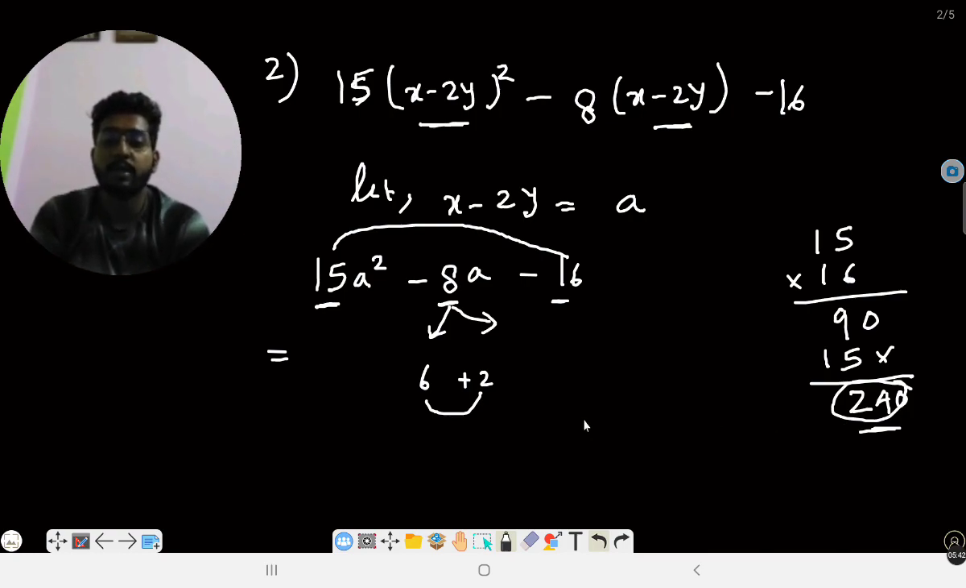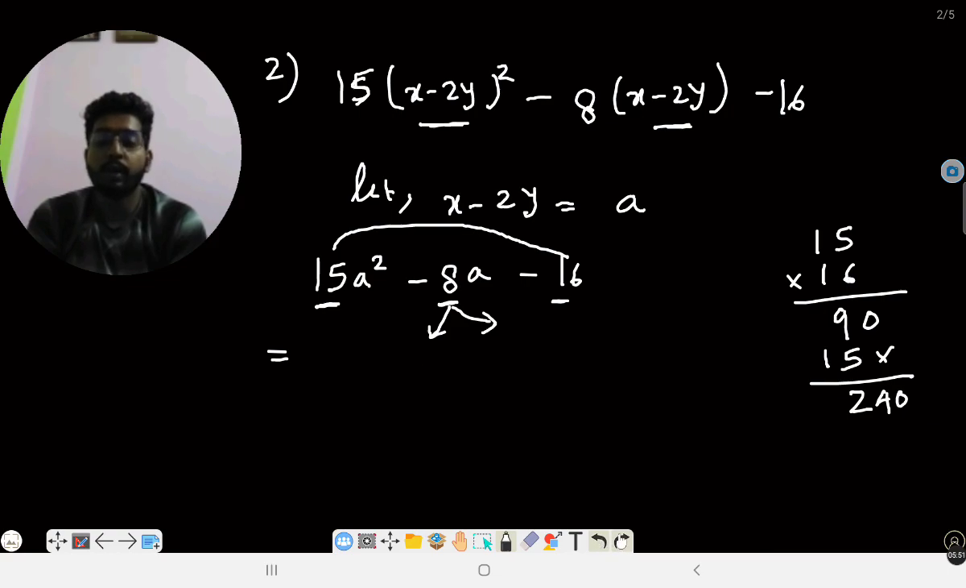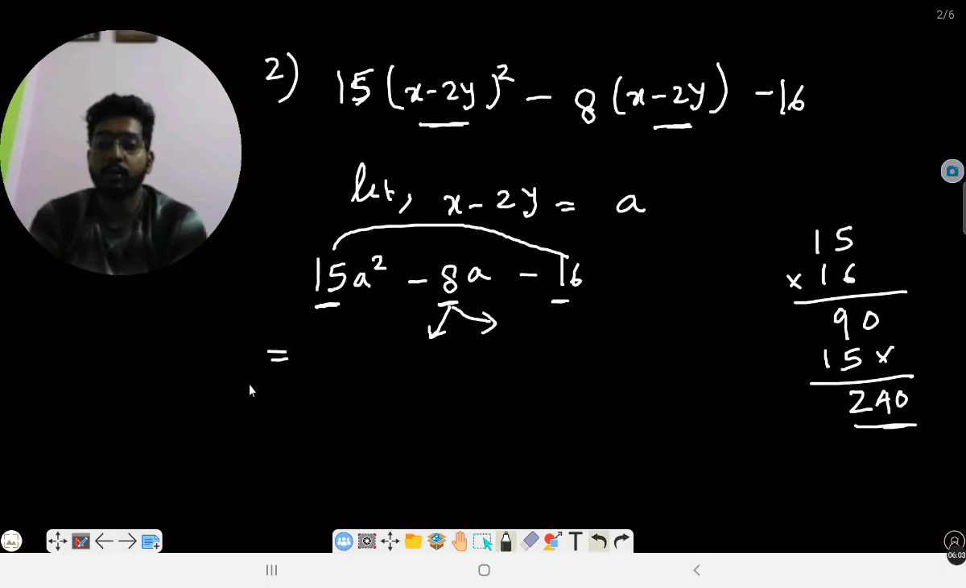But here you can see 6 plus 2. If I write 6 plus 2, the product is coming 12. That means you are not able to take this one. Now next, what can we take from this, such that the product will become 240? So how to do this? First factorize 240, the product. First you have to find the product of the extreme terms.